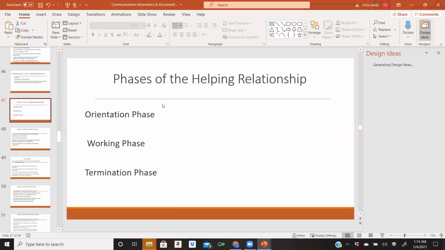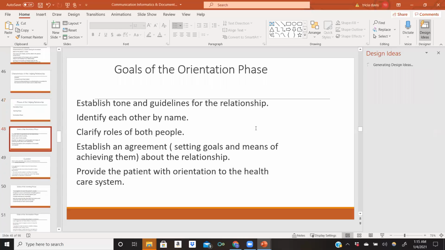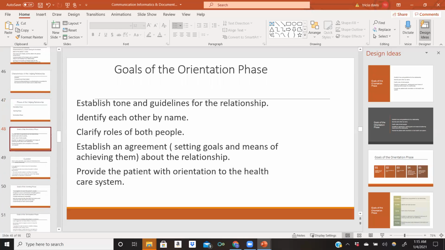So phases of the helping relationship. We have the orientation phase, we have the working phase, and then we have the termination phase. The helping relationship, which is that nurse-patient relationship, begins between the nurse and patient during the data gathering part of the nursing process. So we talked about earlier all the components of that process that goes into gathering the important data about your patient. You and the patient meet and learn to identify each other by name, right?